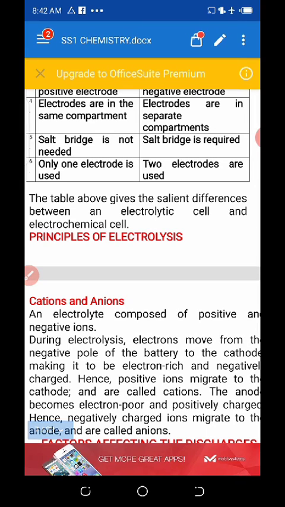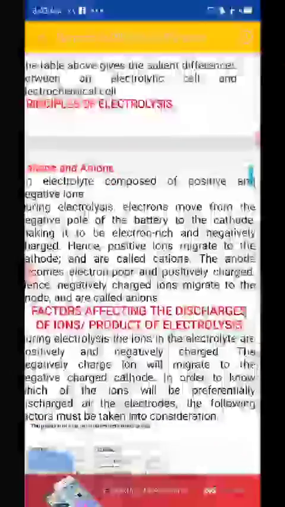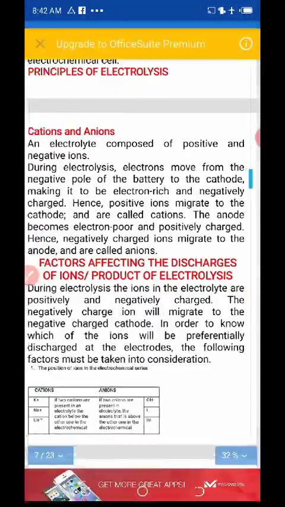Only one electrode is used under the electrolytic cell, while two electrodes are used under the electrochemical cell. This table, there are 6, shows the difference between the electrolytic cells and electrochemical cells. Six of them. Please note them. You can watch this video over and over for you to get the understanding.